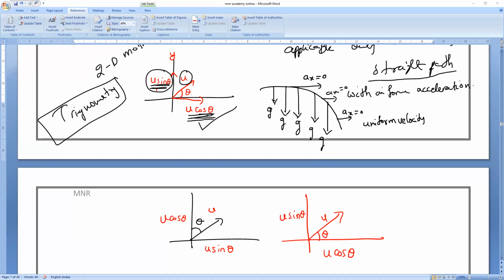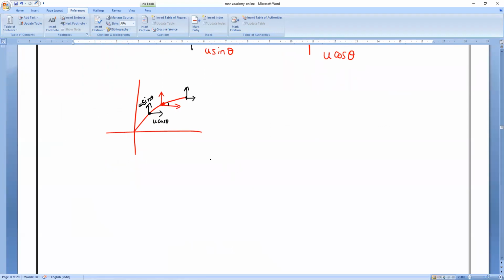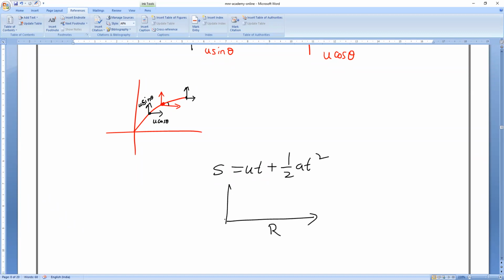If you notice carefully, the formulas can be modified. The horizontal and vertical displacement can be obtained by using the second equation. What is the second equation? s equals ut plus half at square. Now I want to find the horizontal range and the vertical displacement, both. How to obtain it? Very simple: s equals ut plus half at square.